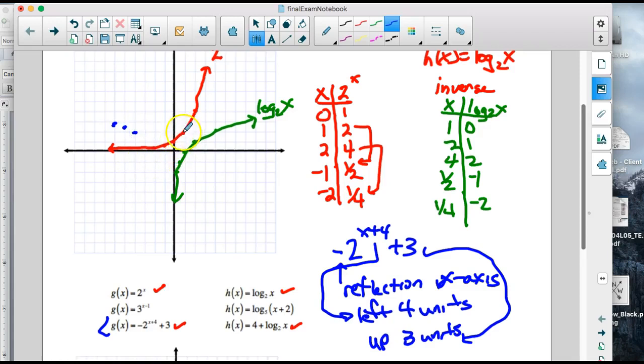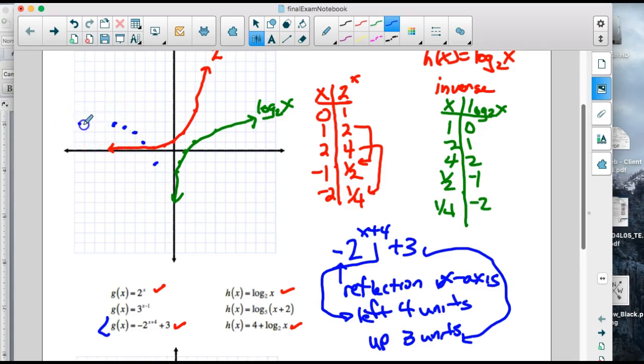Then this point here would be reflected to 2 below the axis. Then we'd move it 1, 2, 3, 4, and then up 1, 2, 3. So it would go right here. And then this last point here would reflect to -4. 1, 2, 3, 4, and then move over 4, 1, 2, 3, 4, and then up 3, 1, 2, 3. So it would go through here. So this one looks like this.